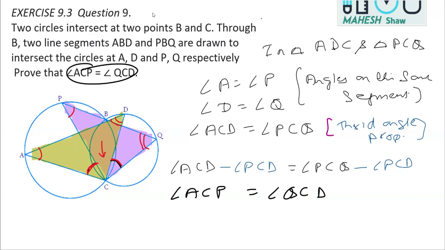So two properties used here: number one, angles on the same segment are equal. And the second property used here is the third angle property. That is, when two angles of a triangle are equal to two angles of another triangle, then their third angles are also equal.